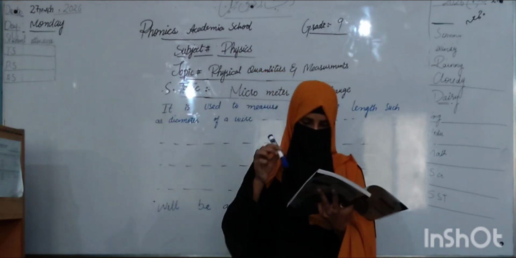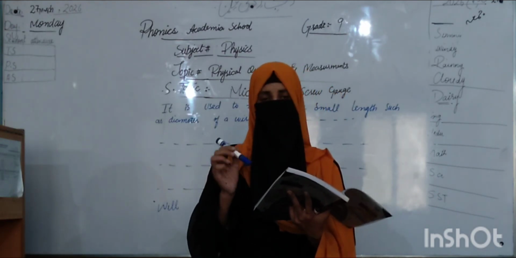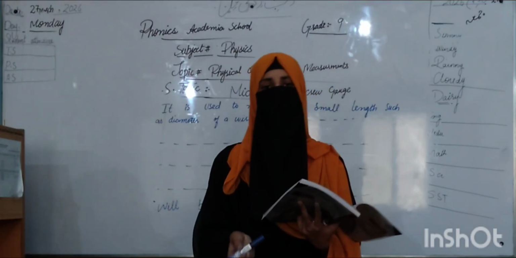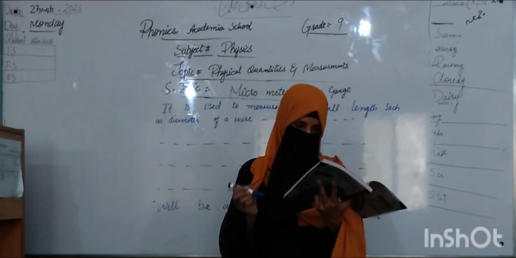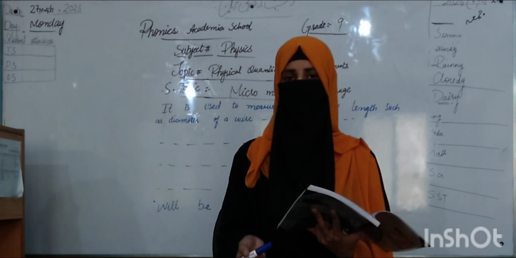it will show a reading slightly less than the actual. When it is slightly less, it means that when you find the actual measurement of the object, you add the zero error value to the observed measurement to get the actual value.